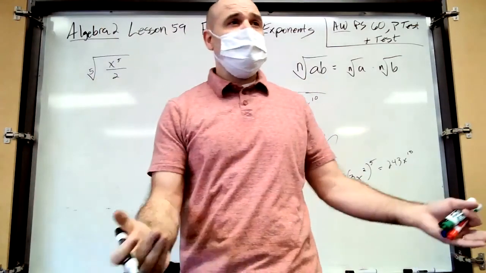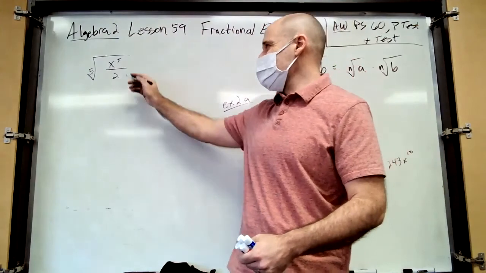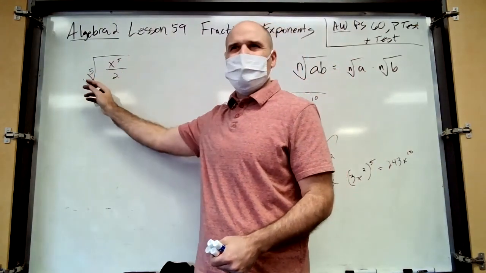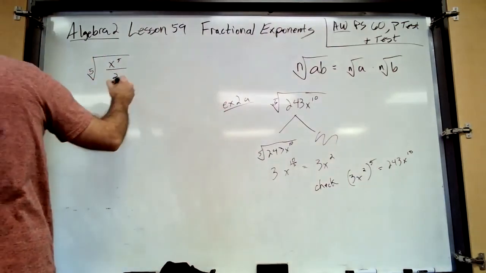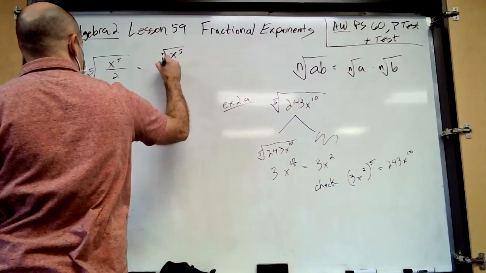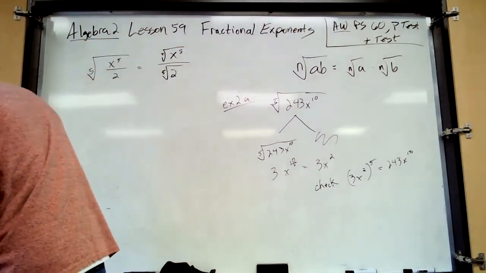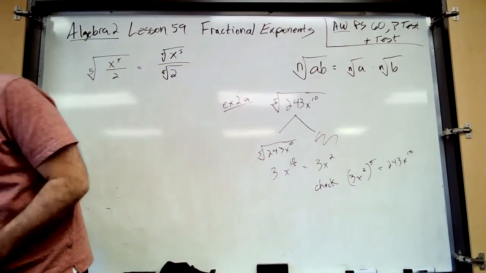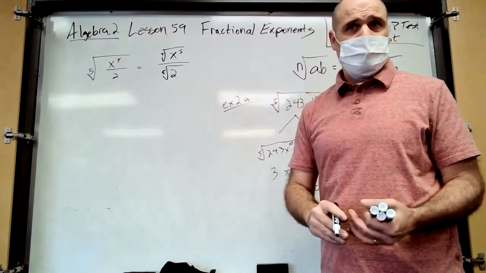Okay, let's simplify this. So this doesn't matter. It's just the 5th root of the top over the 5th root of the bottom, right? So we could rewrite it like this to make it easier. 5th root of x to the 5th all over 2 times the 5th root of 2. Okay? So can we simplify any of that?